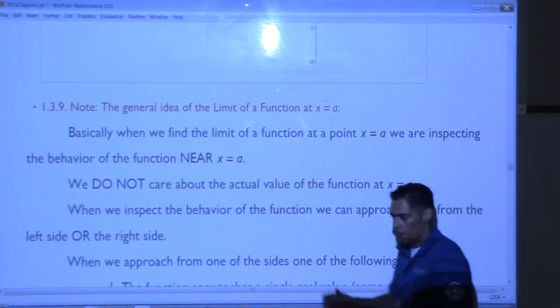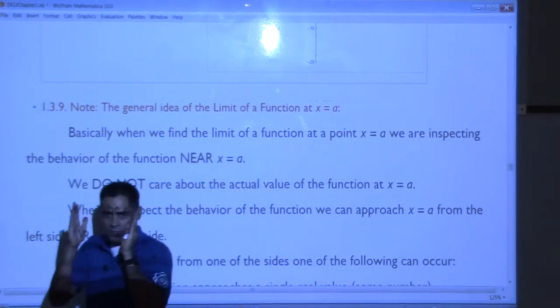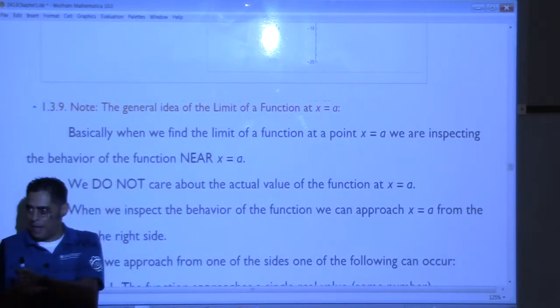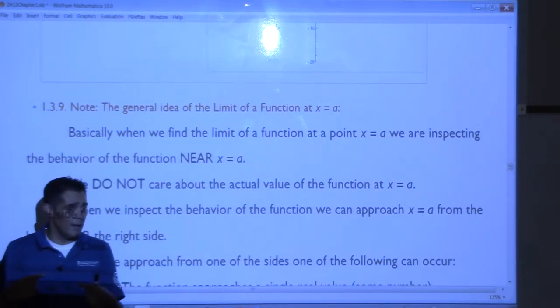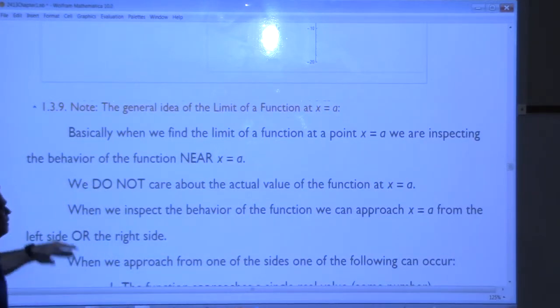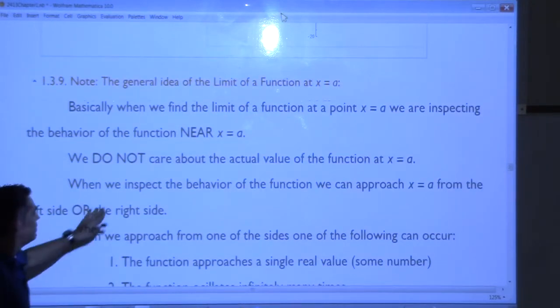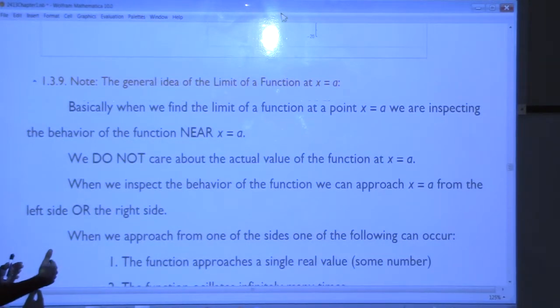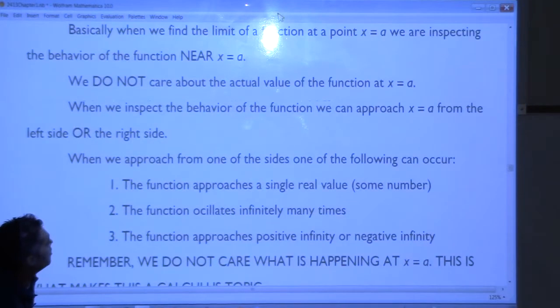So limits means you're talking calculus. Calculus means you're not caring about what's happening at the value. It means what's happening near the value. That means from the left or from the right. Now, when we inspect the behavior of the function, we can approach from one of two sides, right? The left or the right. When we approach from one of these sides, one of the following can occur.